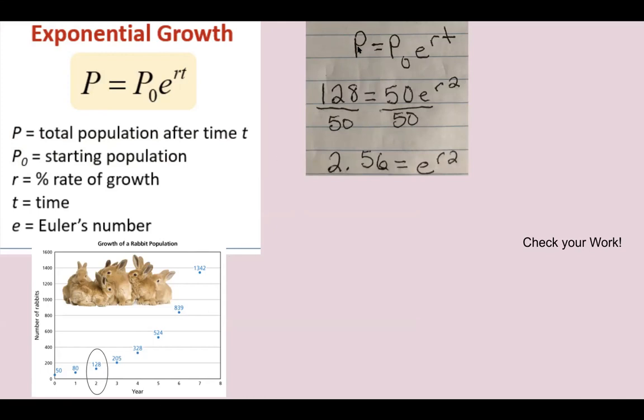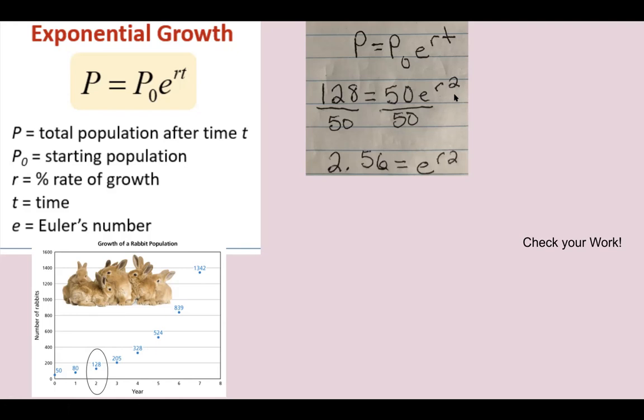So for my capital P, the total population after time t, since I chose year 2, I'm going to take a look at our diagram over here, and I circled it. For year 2, the total population was 128. So I plugged in 128 for my capital P. I did 128 equals the P sub 0, so my starting population. If I look on the graph for year 0, we know that it's 50. So I plugged in that number 50. I just copied down that Euler's number e, and then we're looking for r. So I don't know r, so that stays the same. But my time period, since I looked at year 2, I'm going to put the number 2 there.